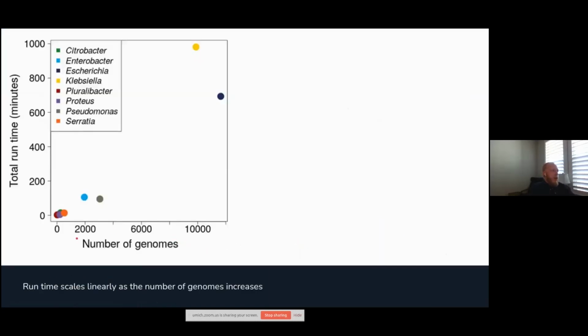First, we look at runtime, shown here in minutes on the y-axis, and the number of genomes is on the x-axis. We were very happy that our algorithm finished in less than a day, even for these really large data sets with greater than 10,000 genomes. And runtime scaled linearly as the number of genomes increased.